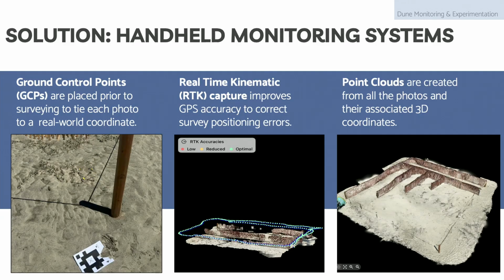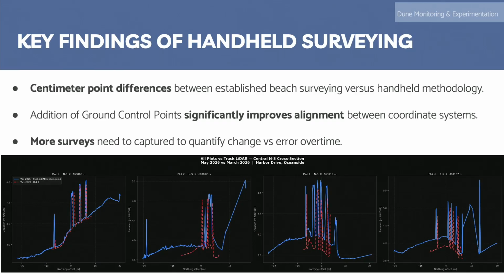Once the images are processed, Pix4D generates a point cloud, which is a dense collection of millions of individual 3D coordinates that together represent the surface of the landscape. From the point cloud, you can extract different data sets, including elevation data, measuring fore-dune and back-dune volumes, and overall shifts in topographic landscape, and much more.